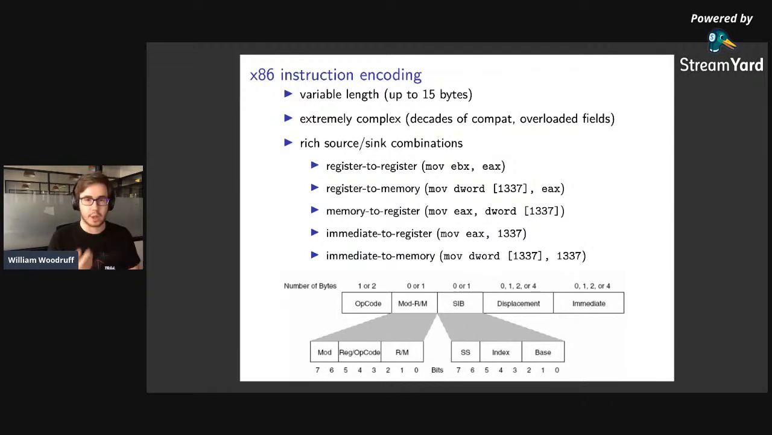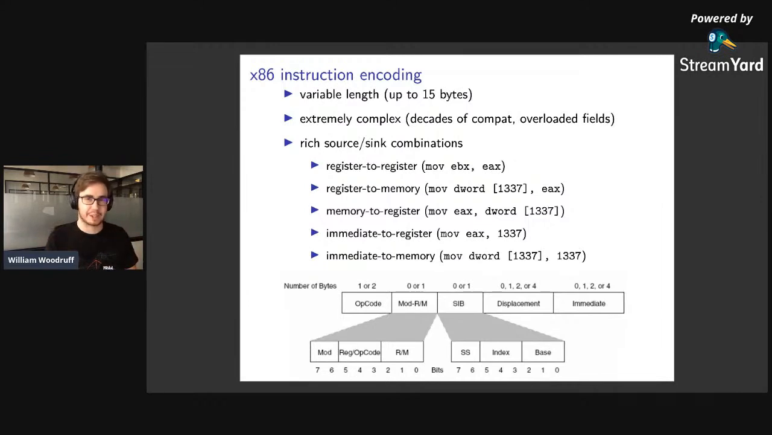Again, I don't know how familiar people are with this encoding, but at a high level, it's a variable length encoding. It can be anywhere from 1 byte in the simplest case up to 15 bytes in the most complex. It can actually be even longer in terms of semantics, but actual modern x86 CPUs won't accept instructions that are longer than 15 bytes.